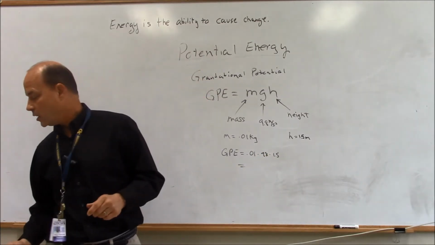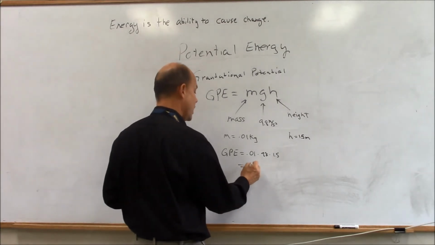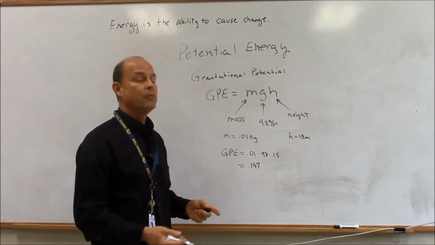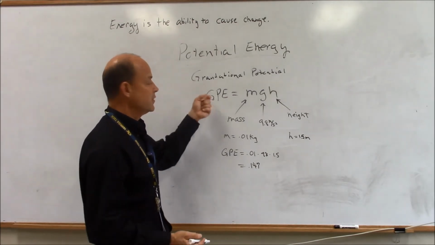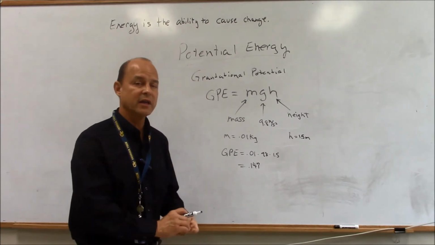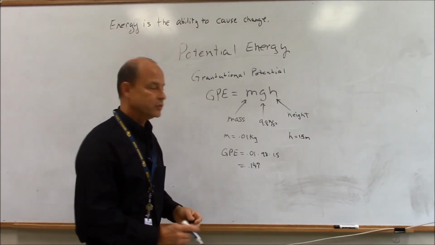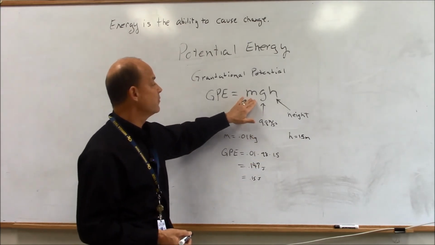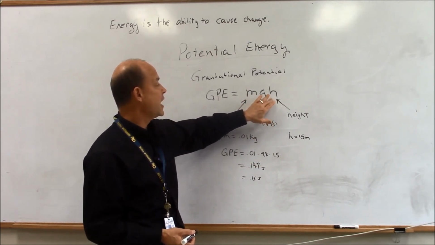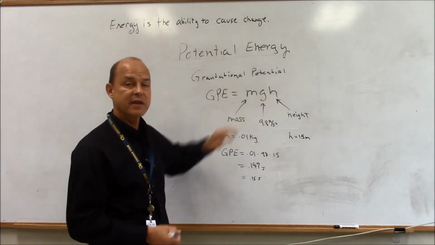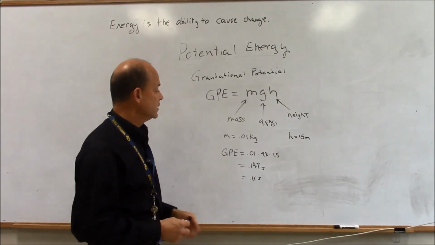I got 0.147. 0.147 what? 0.147 joules, yes. The units for gravitational potential energy are the same as they were for kinetic energy. Joules, right? Now you can imagine other types of problems where I may ask you to solve for the mass and for the height. I probably would never ask you to solve for g, but again, that's just algebraically manipulating these equations.